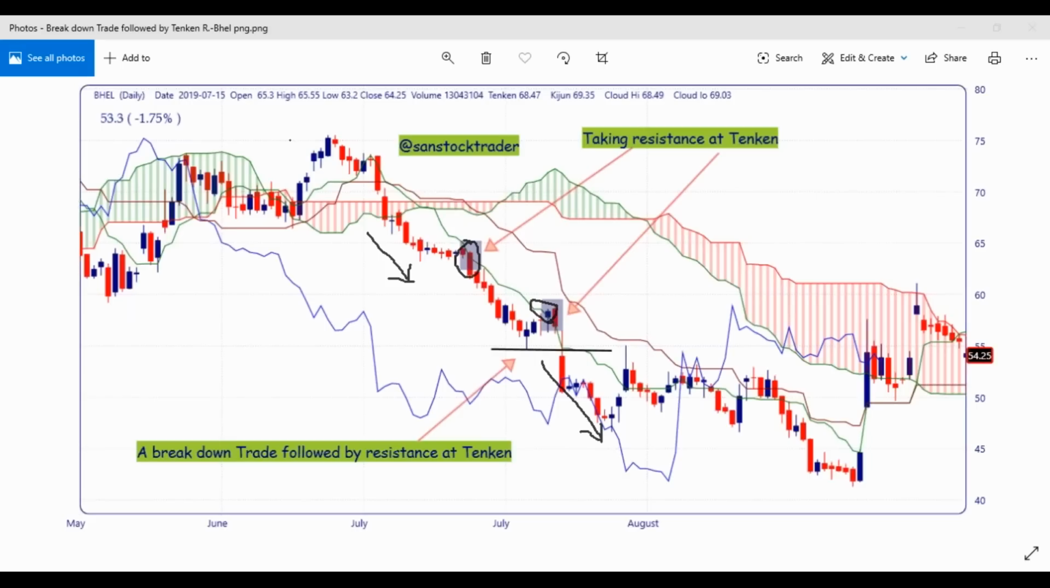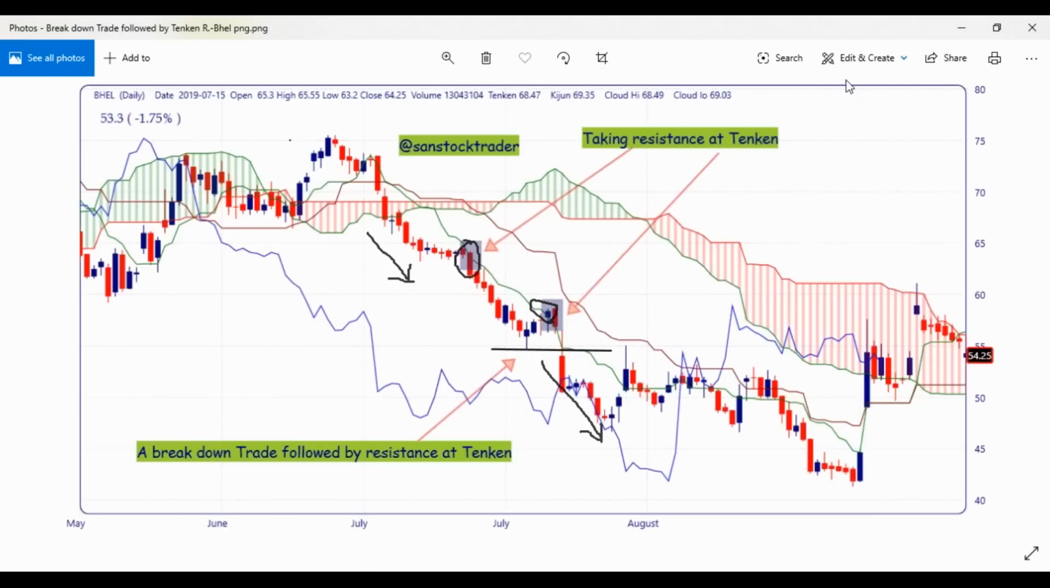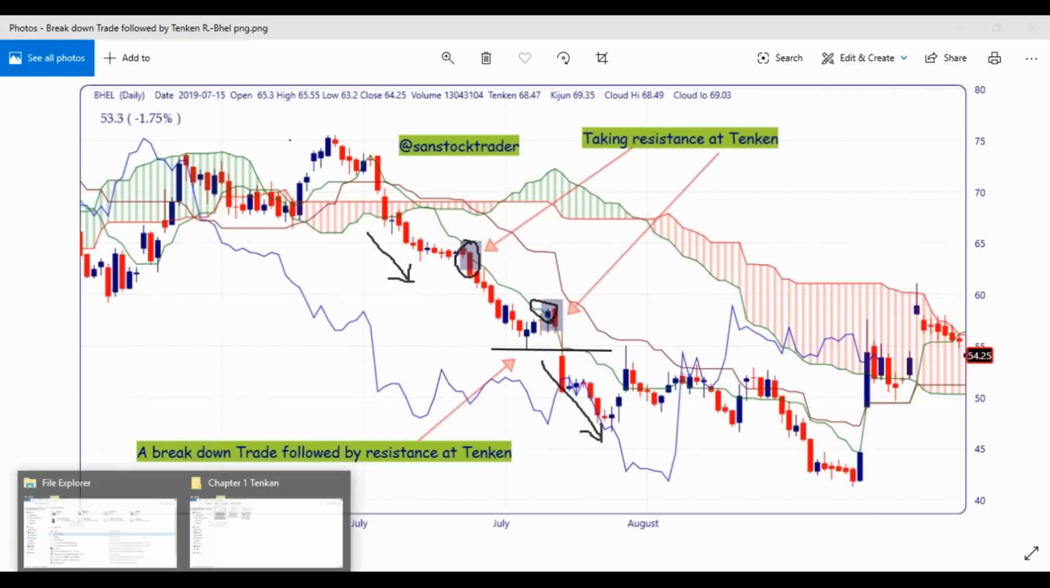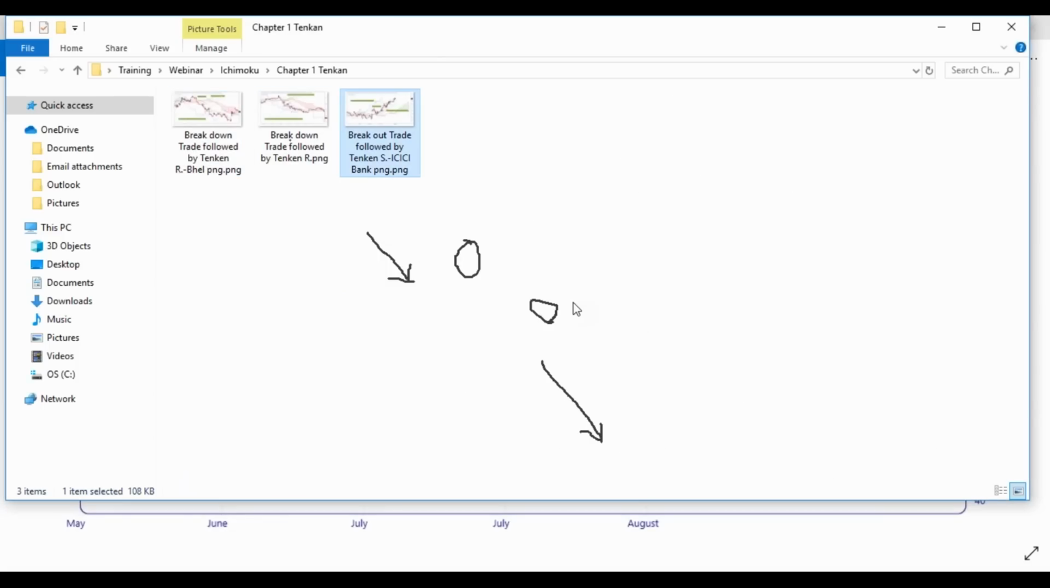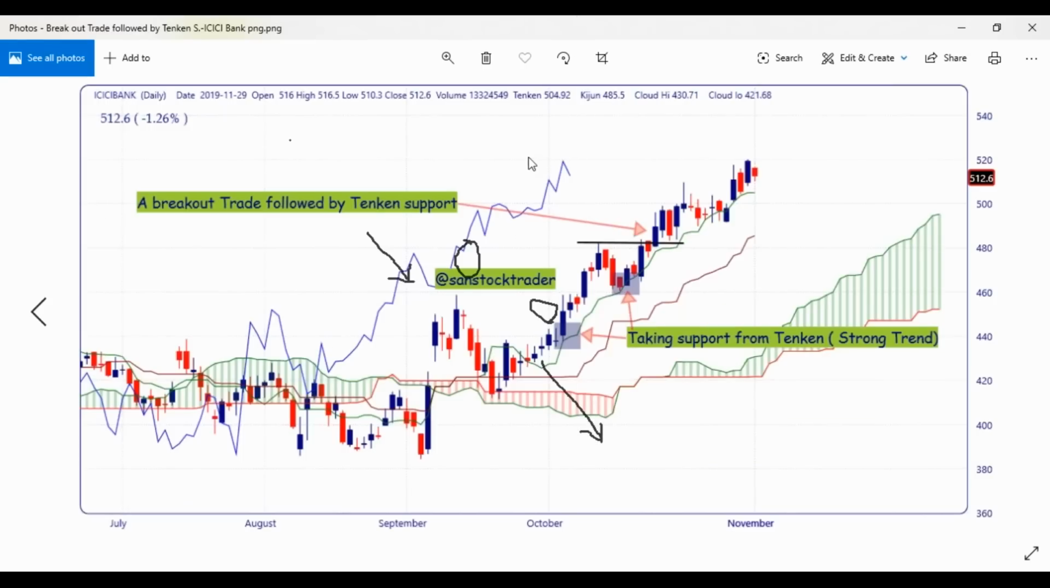Let's discuss one more chart. So now we will have ICICI. In front of me, I have an ICICI Bank daily chart. Let's understand the chart. Here price broke above the cloud.